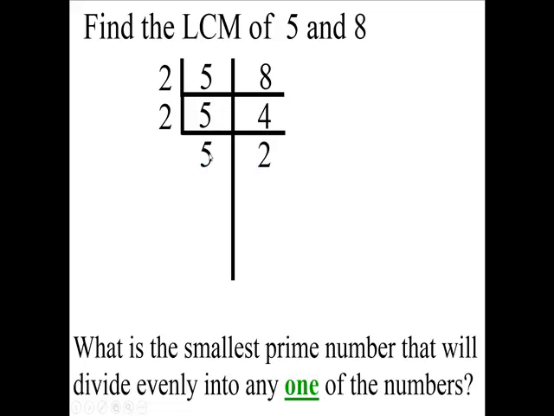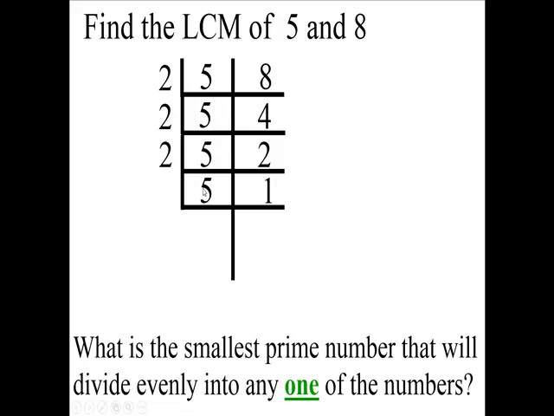Don't throw away your 5. Bring it down. We're going to use it in a minute. Now, what's the smallest prime number that divides evenly into 2? Well, that's our last one here. We now have 1. Bring down the 5. Now, what's the smallest prime number that goes into 1? Well, there is no prime number that divides into 1 because 1's not prime.